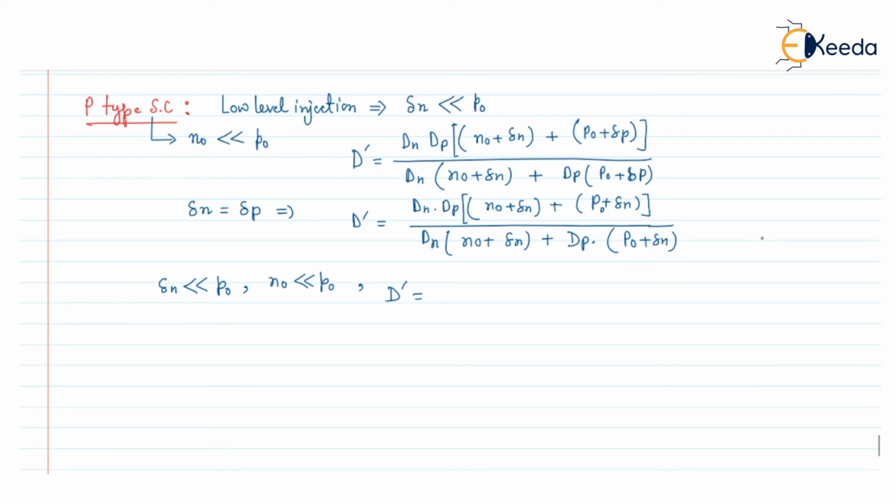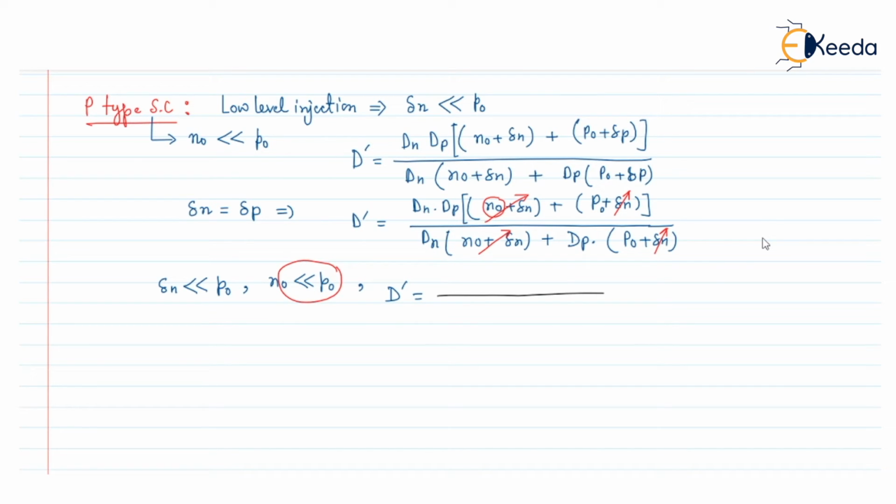you can see that this del n value is very much less than p0, so we can neglect this del n value. Similarly, here we can neglect this del n value, and this n0 value will be very much less than the p0, so we can also neglect this total term n0 plus del n and n0 plus del n. So ultimately we can get an equation like this for D dash.